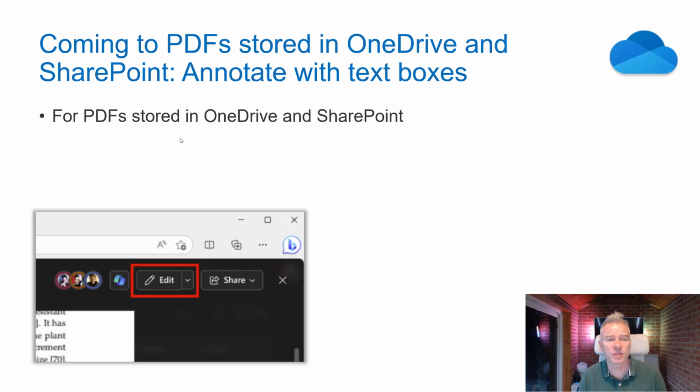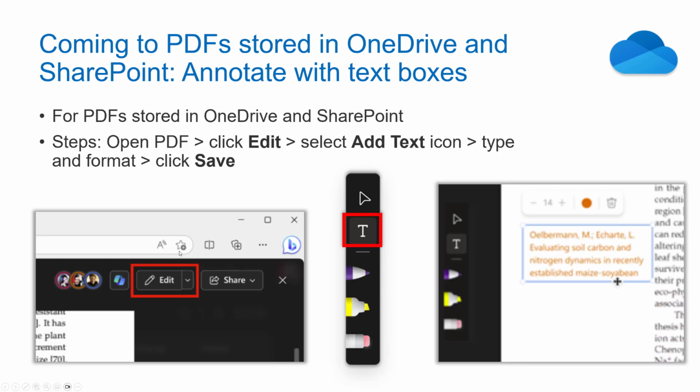OneDrive, coming to PDFs stored in OneDrive and SharePoint, annotate with text boxes. So I've got my PDF and this is stored in my OneDrive or on SharePoint, and they're kind of the same thing, aren't they? Except that one's just for me. So I want to say I want to edit this PDF. So I'm going to open a PDF, click to edit, select add text, type it, I can format it, and I can save it. So you can see here I've got these text boxes.